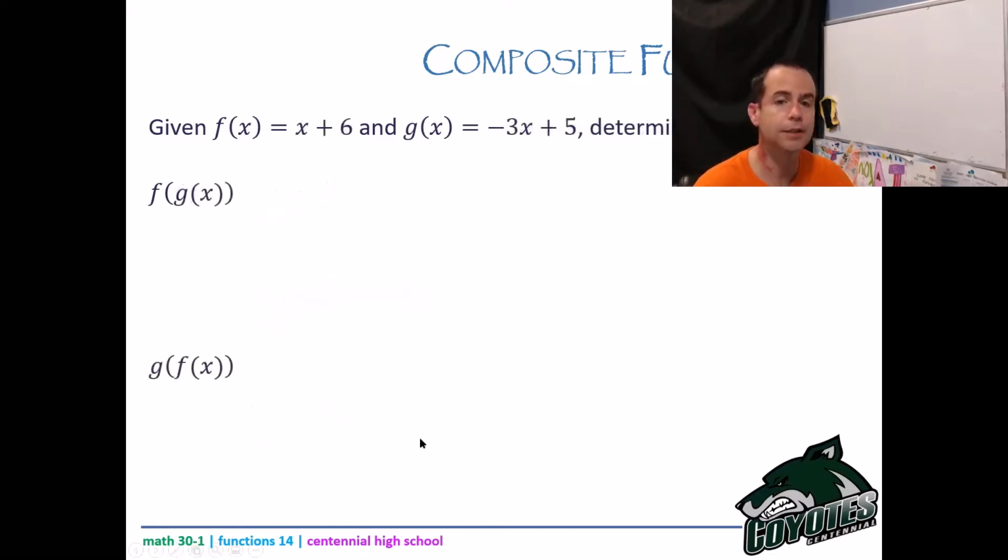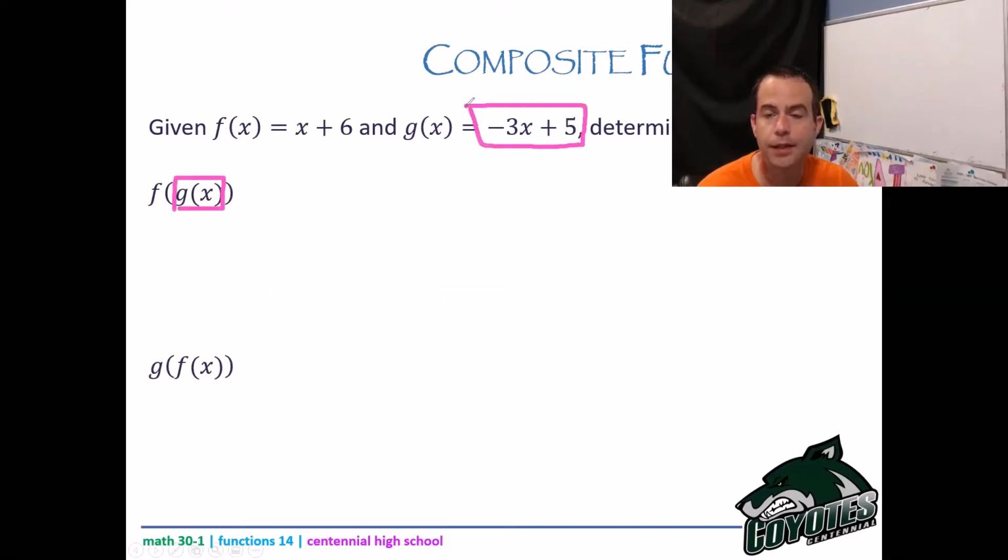All right, let's try f of g of x and g of f of x. Again, you go to the center of all the brackets and work your way out. So the first thing you're asking yourself is, do I know what g of x is? Well, sure I do. g of x is negative 3x plus 5. So instead of writing g of x, I can write negative 3x plus 5. So now that says f of negative 3x plus 5.